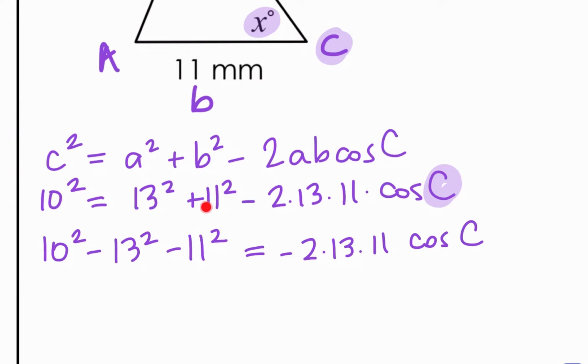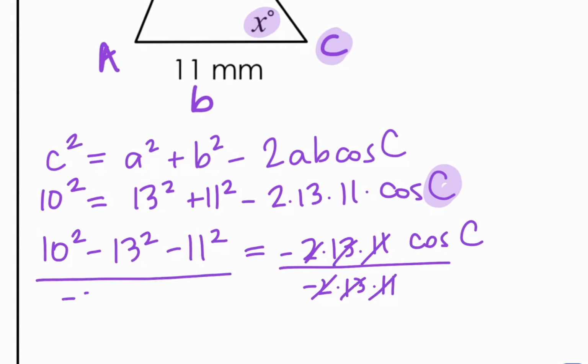So see that? Just these two terms got moved over, turned negative. Okay, cosine C is still not by itself. So this negative 2 times 13 times 11, all of these numbers are being multiplied. So in order to move them over, we're going to have to divide. Divide by negative 2 times 13 times 11. All three of those would cancel out. But I have to do the same thing to the other side.